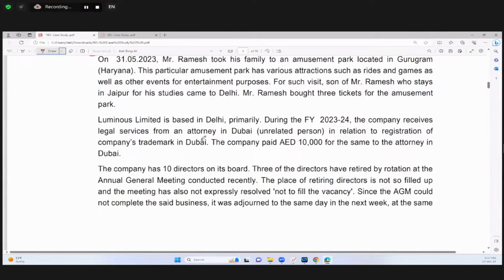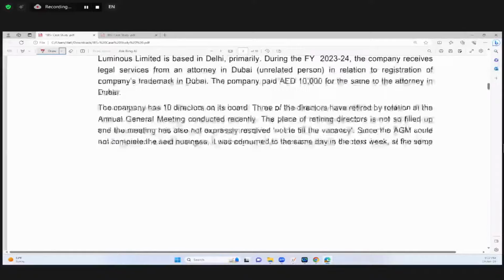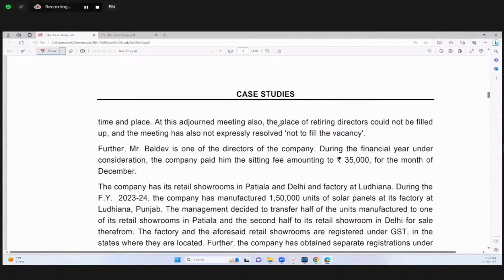And then further, the last question seems related to Law. The company has 10 directors on its board. 3 of the directors have retired by rotation at the AGM conducted recently. The place of retiring directors is not so filled up and the meeting has also not expressly resolved not to fill the vacancy since the AGM could not complete the said business. It was adjourned to the same day in next week at the same time and place. At this adjourned meeting also, the place of retiring directors could not be filled up and the meeting has also not expressly. So, very good, it has given facts related to Law here, Megha madam.